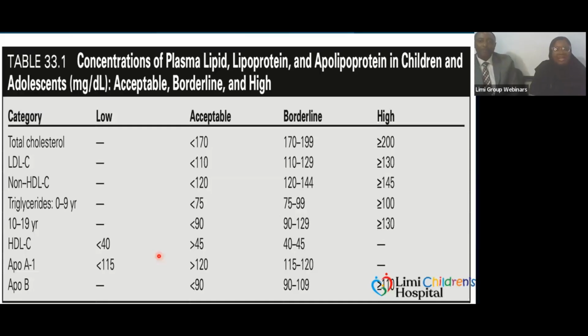So this is just a slide showing the concentration. We're not going to be reading it out, just supporting what he has said, that the higher the other cholesterol, the worse, and the lower the HDL, the worse. So that's what we need to put in. We'll get all the slides.